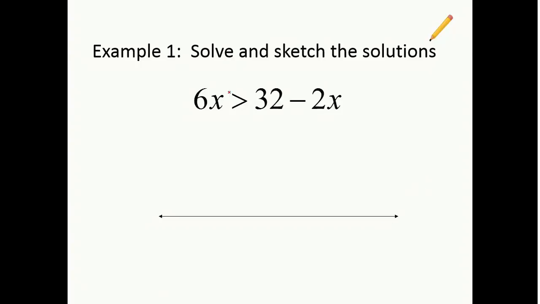So let's take a look at solving an inequality now. So I got 6x is greater than 32 minus 2x. So what I need to do is basically like I did for the equations. I'm going to get my x's to one side. So I'm going to add 2x to both sides here.